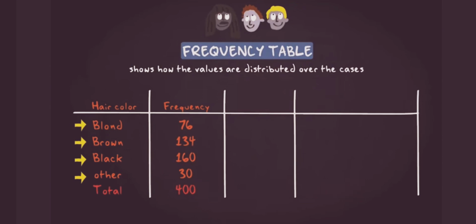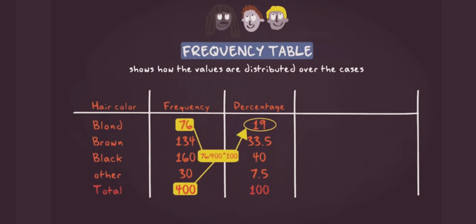This is the frequency table. You can see that 76 football players have blonde hair and 160 players have black hair. Note that these values add up to 400. We don't have any missing data for hair color. We can also express the relative frequencies by means of percentages. In the second column, you see the percentages. You can see at a glance that 7.5% of all players has another hair color than blonde, brown or black. 90% of the players has blonde hair. You get the value 19 here by dividing 76 by 400 and multiplying that with 100.